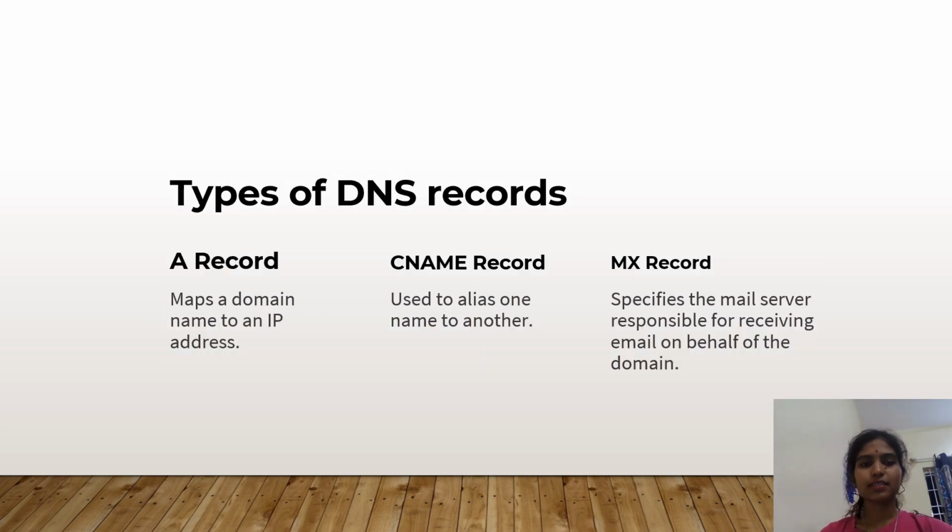And next we can discuss the types of DNS records. It has three types: A record, CNAME record, and MX record. An A record maps a domain name to an IP address, and a CNAME record is used to alias one name to another. An MX record specifies the mail server responsible for receiving email on behalf of the domain.